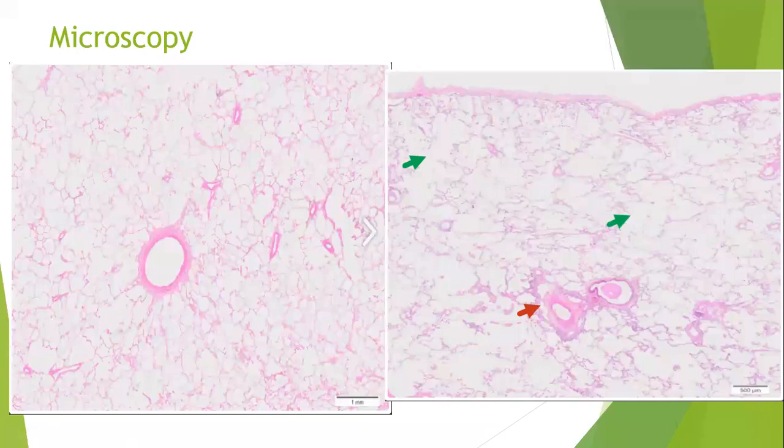This is a microscopy slide. Is everyone able to see it? On the left is a normal lung. On the right is an emphysematous lung. It's a good thing I put arrows here. The red arrow on the right side is pointing towards a blood vessel. Can you see a similar blood vessel on your left side in the normal lung? A large one is there, right? Yes, that one.